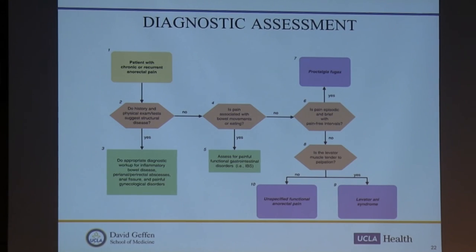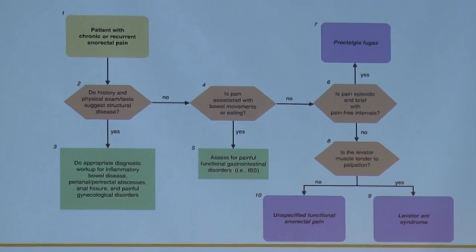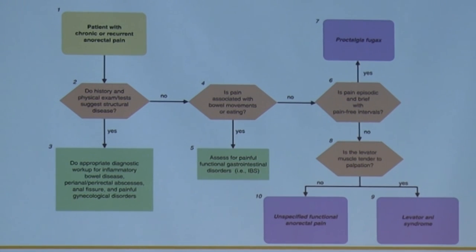Again, a kind of complicated slide, but once you've ruled out with physical exam that there's no structural diagnosis, you want to find out if there's IBS. Is there an association between bowel movements and eating? Is the pain better after defecation? Then they go back into the IBS category. That's a little bit different.